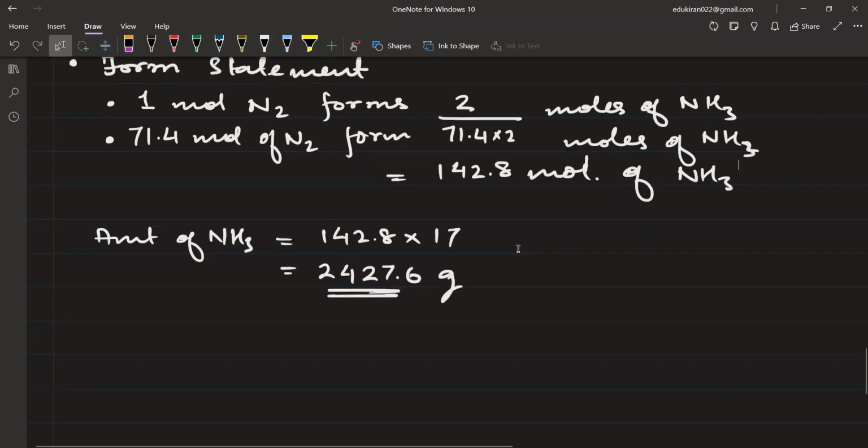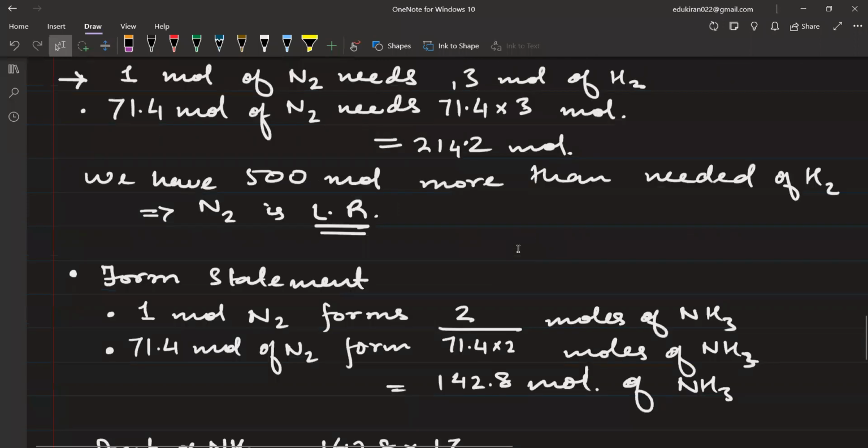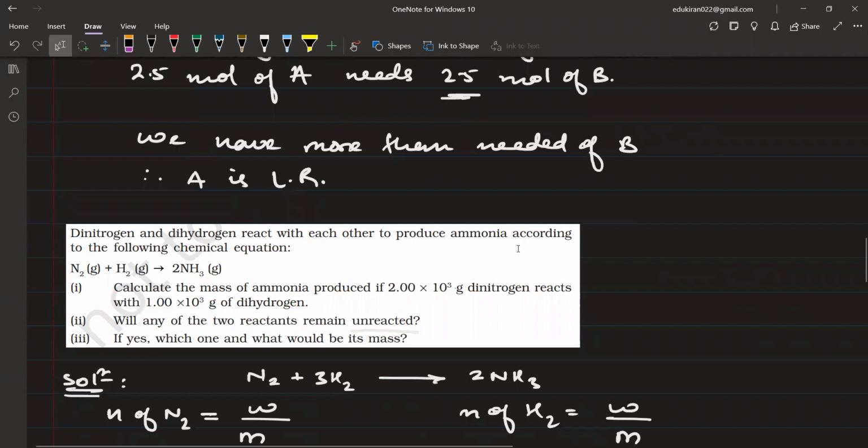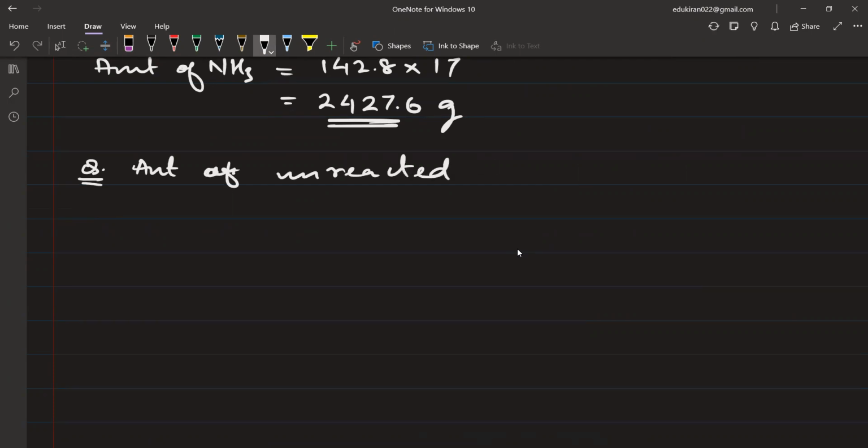Okay, now the next question is: identify the limiting reagent and how much of it would be unreacted. If you have to find the amount of unreacted H2, then again, according to the chemical reaction, N2 plus 3H2 is going to give you 2NH3.